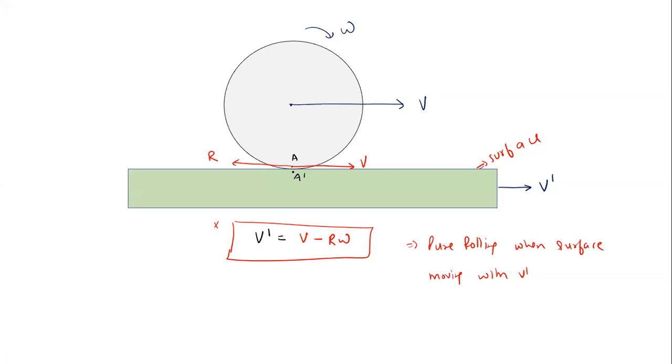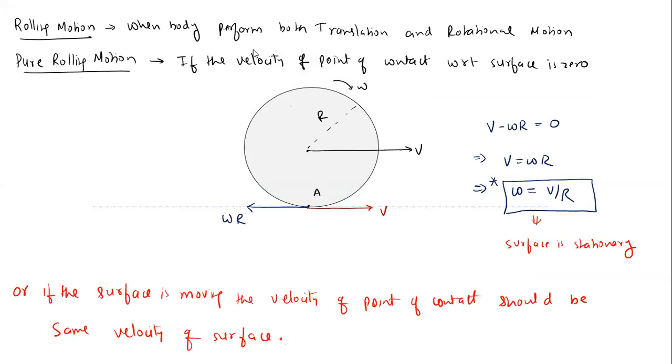If we rearrange the equation, you can write v equal to v dash plus r omega. No problem in that. Okay, fine. You can rearrange the expression. There is no problem.